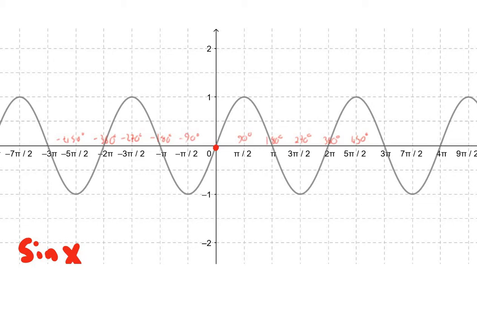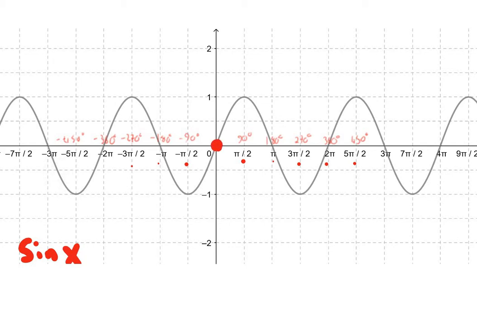Sine of x, actually just before I start, you notice here I have pi over 2, pi, 3 pi over 2. But I've translated it to degrees, so we've 90 degrees here, 180, 270, 360, 450, and so on. And if you look back this way, we've minus 90, minus 180, minus 270, and so on. But let's say we start here at the origin.